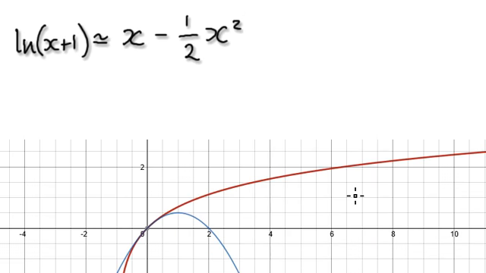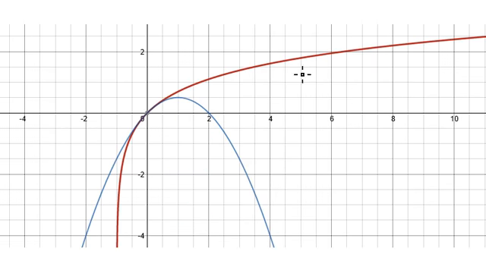Looking at the graph here, if you use a graph plotter, your quadratic approximation, which is this blue line here, you can see that around x equals 0, it is quite good. It is a good approximation.